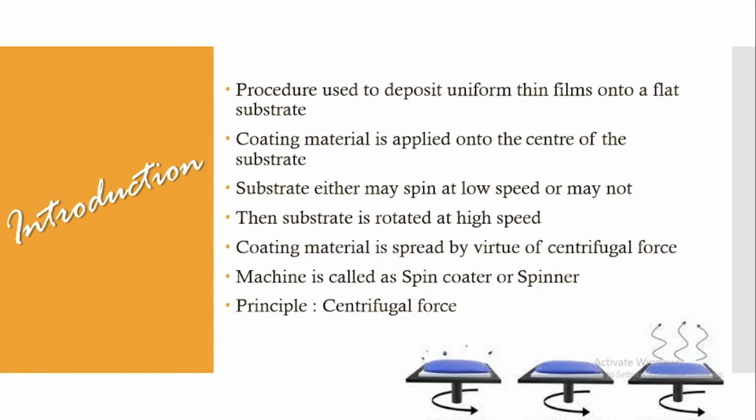So clearly, centrifugal force acts as the working principle behind the spin coating methodology, and the machine or instrument which is used for deposition of thin film is called a spin coater, or generally a spinner. Here we can see that the precursor material is put over the substrate and the substrate is rotated, and due to centrifugal force the solution will spread over the substrate, and a good quality thin film is formed after evaporation of the solvent material.